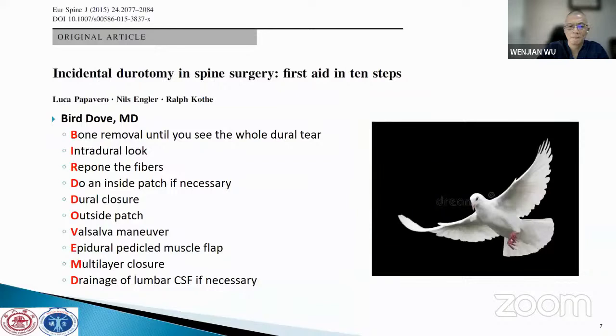In 2015, Dr. Papavero published an article advocating a 10-step protocol for managing intraoperative durotomy. He abbreviated this 10-step protocol as BIRD-MD. The protocol is very practical. We can handle the dural tear successfully by following these 10 steps. Let me explain in detail next.